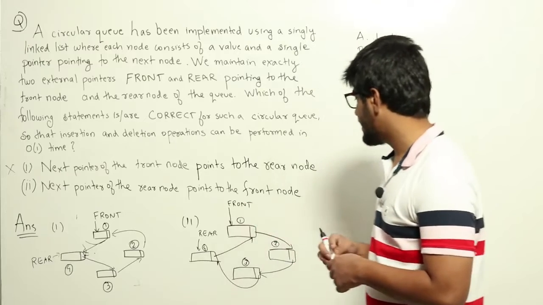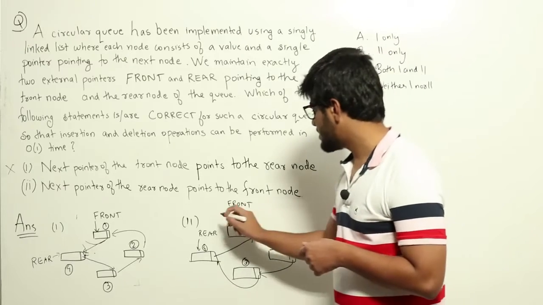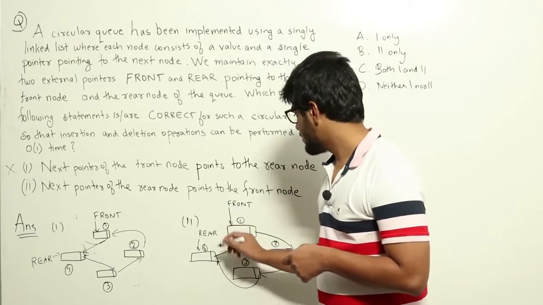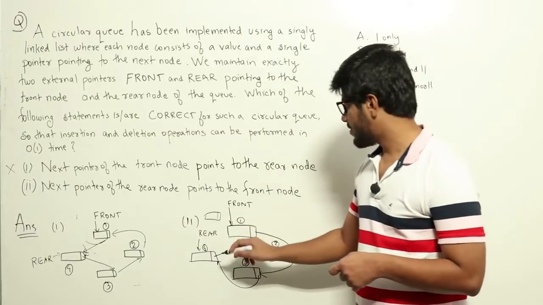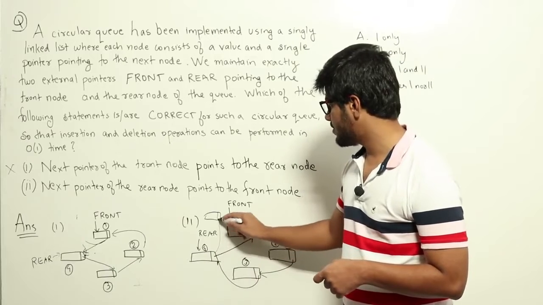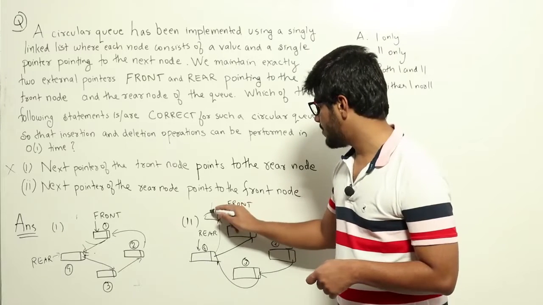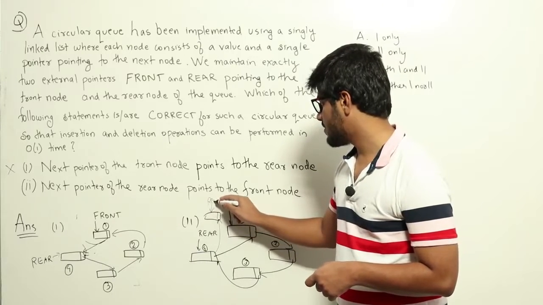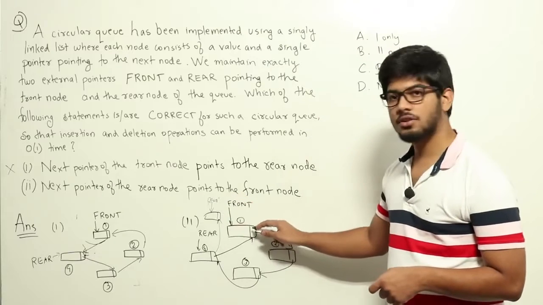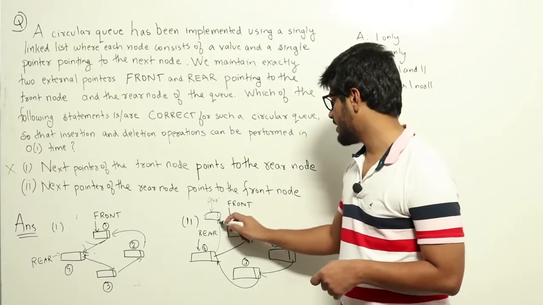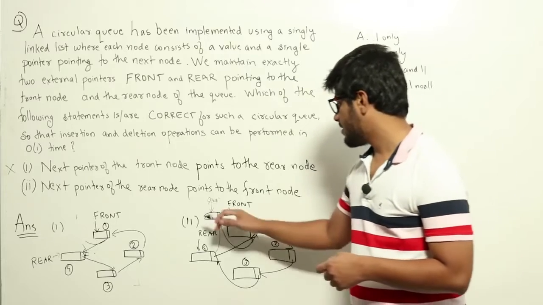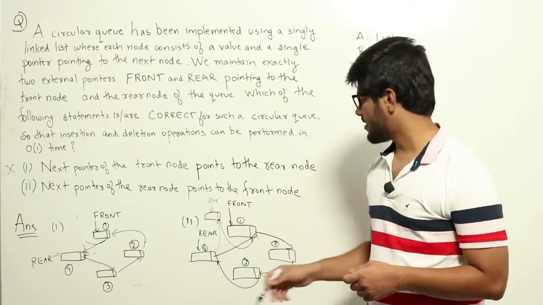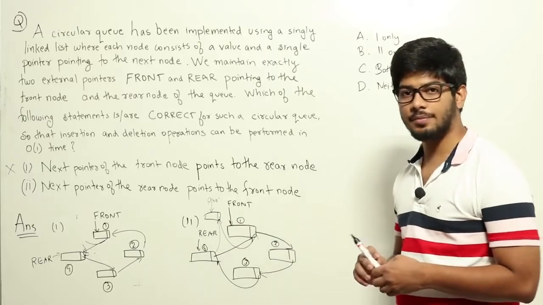Now let us try inserting an element here. Insertion should happen at the rear node. So I will create a new node. I know the rear node. From here, this pointer I will make it point to this one, and this I will make the new rear node. And from this node, I need to point to the front node. Front node's address also I know, so I can directly put an arrow here. So this is how we can do insertions. Clearly insertions can happen in O(1) time.